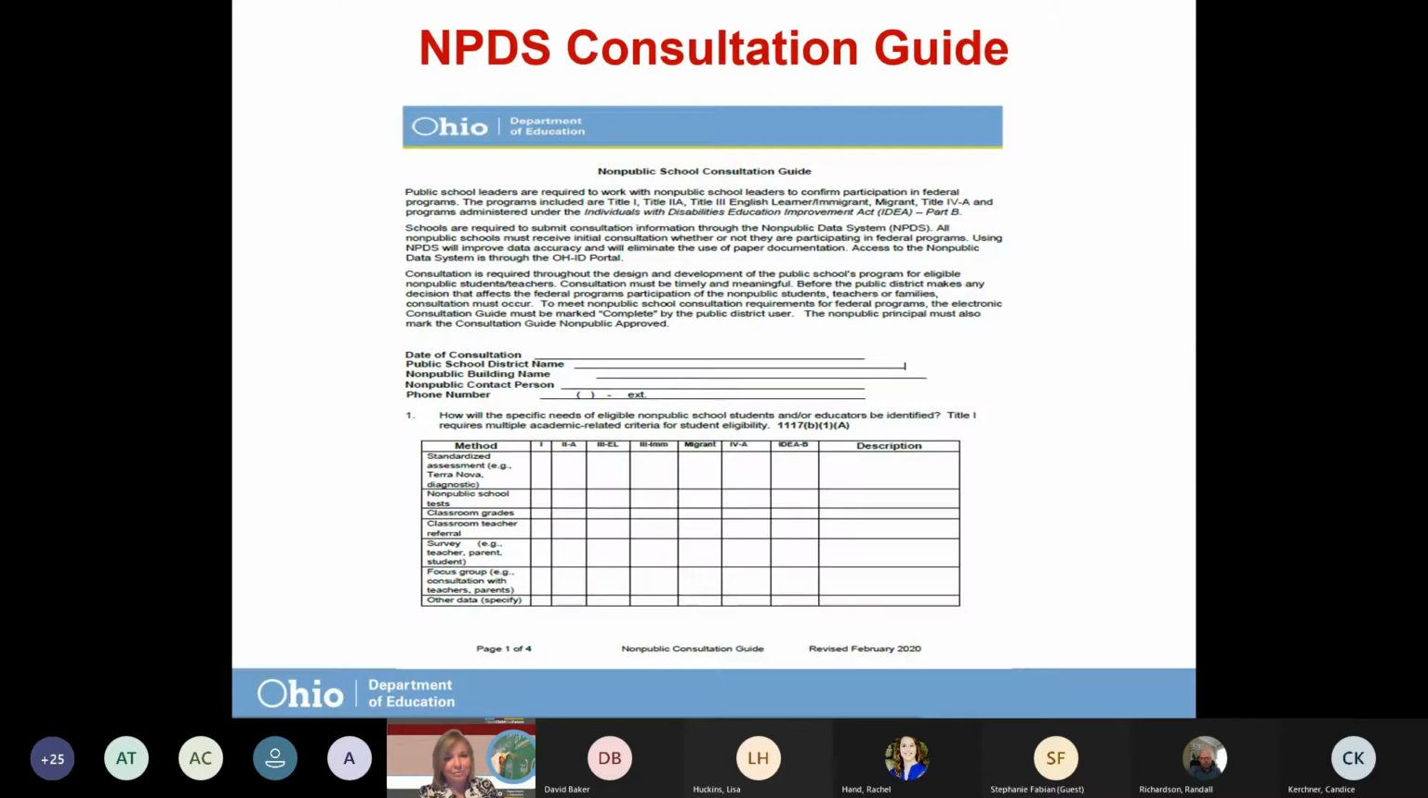Next slide, please. The consultation guide in NPDS is meant to capture and document the conversations between the district and the non-public school. The consultation guide itself does not demonstrate compliance to timely, meaningful, and ongoing consultation. We would expect additional documentation in the event of a compliance review. Things like quarterly meeting agendas, phone logs, and emails may be used.